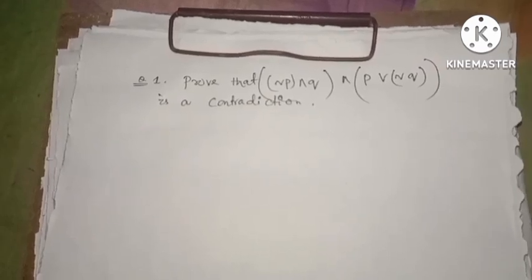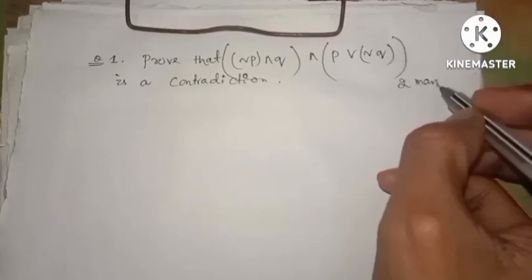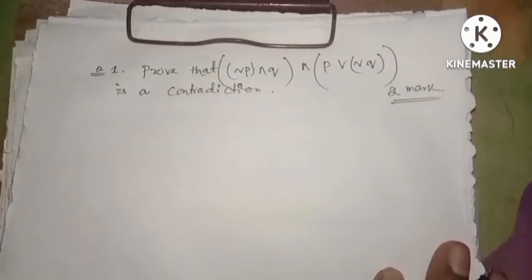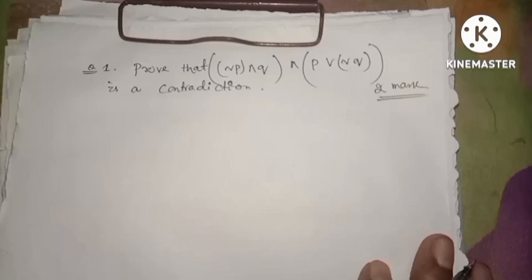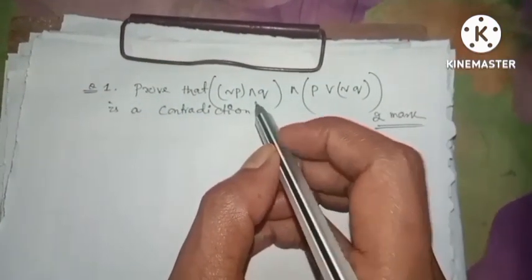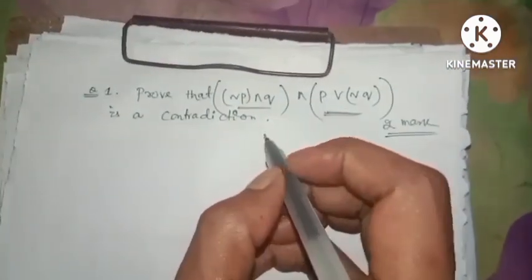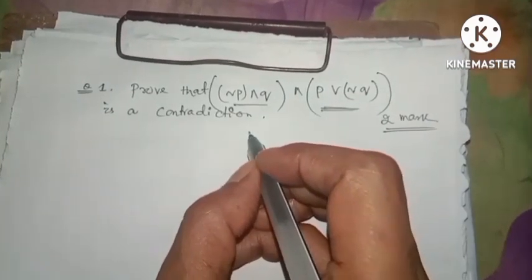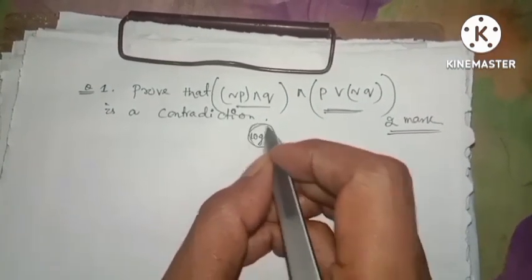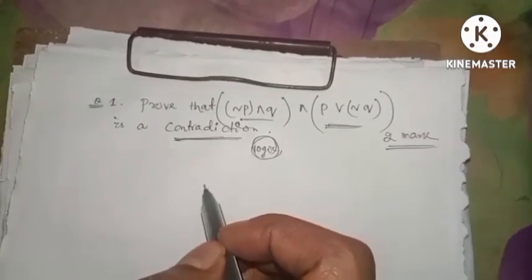Today I'll discuss some objective questions that carry 2 marks. How will this question be solved? This question comes from logic. This statement will prove that it is a contradiction.